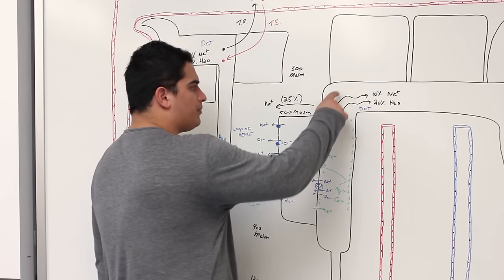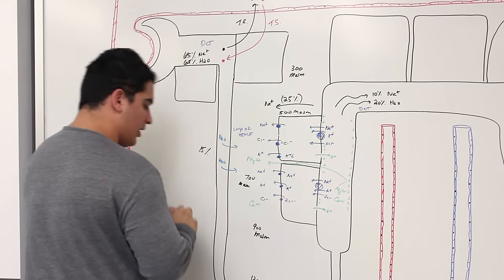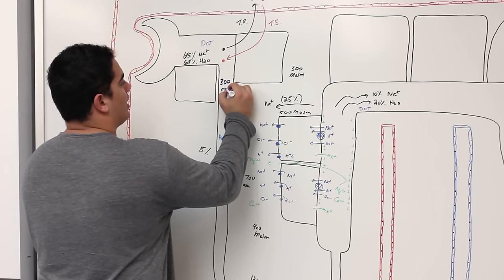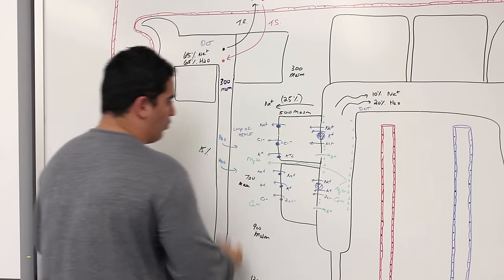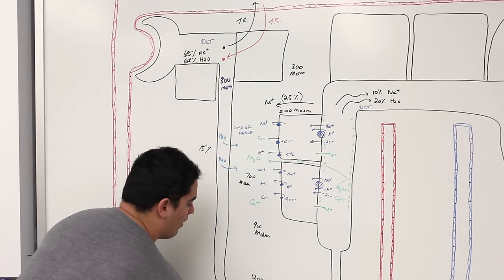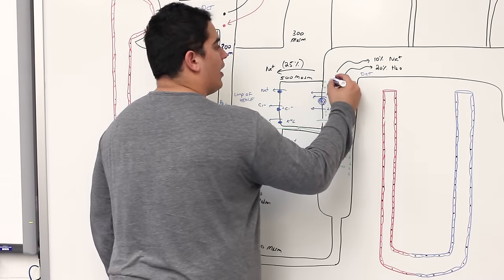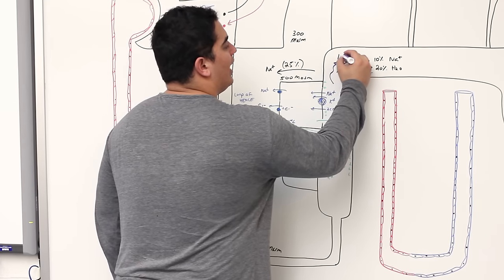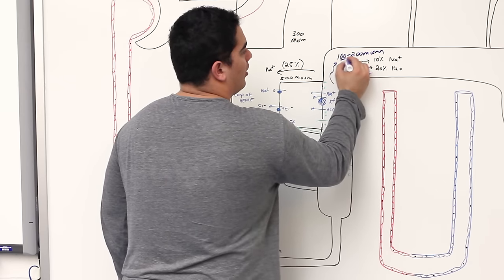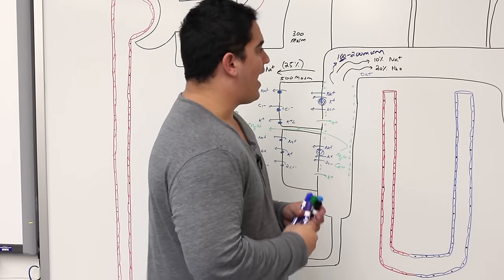Also, what is the actual osmolality here? Because if you remember, inside of the PCT it was 300 milliosmoles. Then as you go down the descending loop of Henle, it becomes very, very salty, 1,200 milliosmoles, because it was losing a lot of the water. Then as it ascended, we said it was anywhere around 100 to 200 milliosmoles, but generally it's right around 100, so 100 to 125.